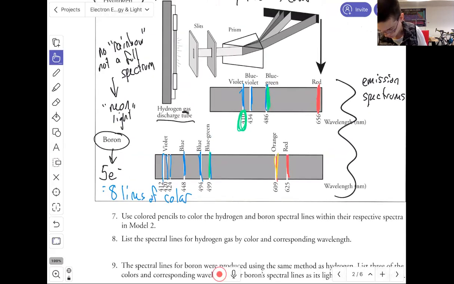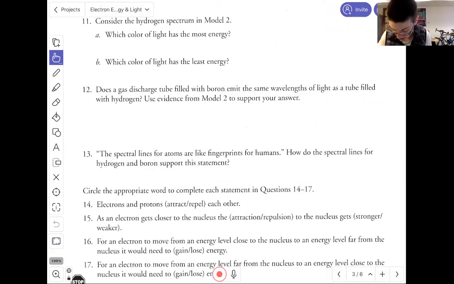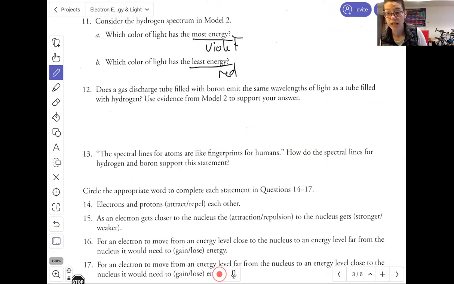Which one would have the most energy? Golden Violet? It should still be... Most energy is still always going to be violet. Least energy is still always going to be red. So it doesn't matter what the element is. Those are always going to be the same.